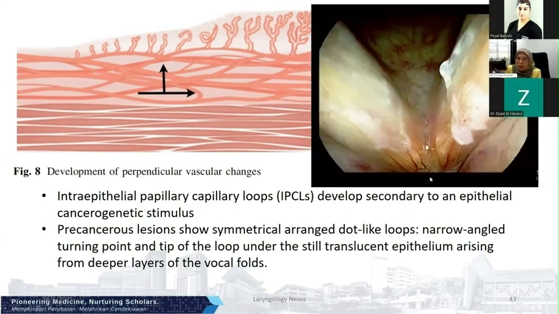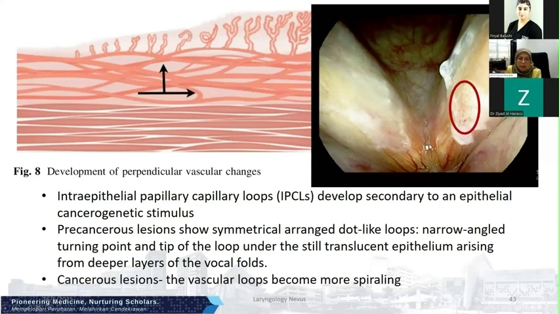I want to show it here. This is a patient with leukoplakia. You can see there are symmetrically arranged dot-like loops. There's two dots, two dots, two dots here because of this. There's a narrow angle and you can see from the surface one dot and another dot. So this turned out to be high-grade dysplasia.